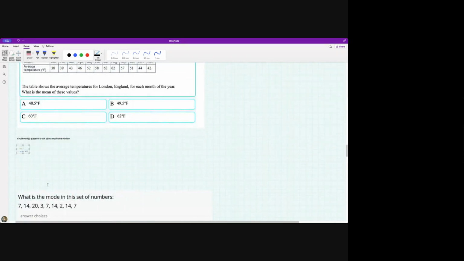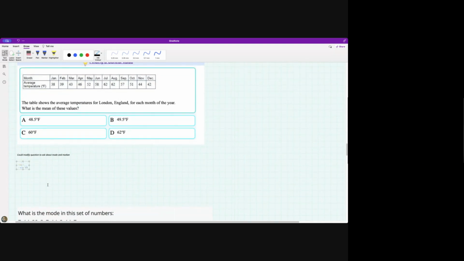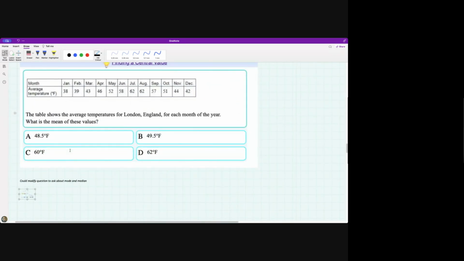So let's do this question. This table shows us the average temperature in Fahrenheit. So it's not Celsius, this is a different temperature scale. The average temperature in London in January is 38. Then it goes to 39, 43, and then so on.